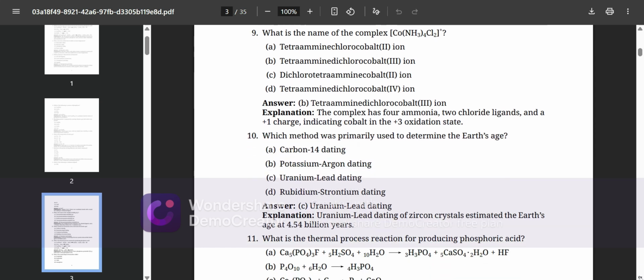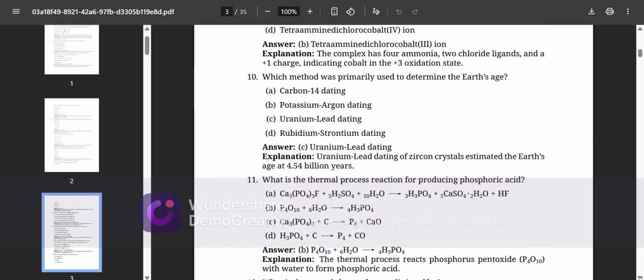Which method was primarily used to determine the Earth's age? Uranium-lead dating of zircon crystals estimated the Earth is 4.54 billion years old.